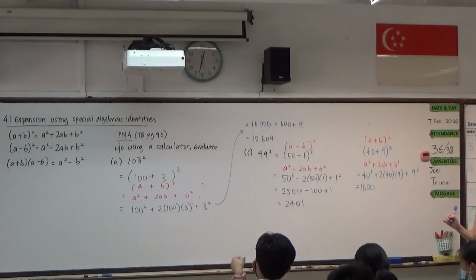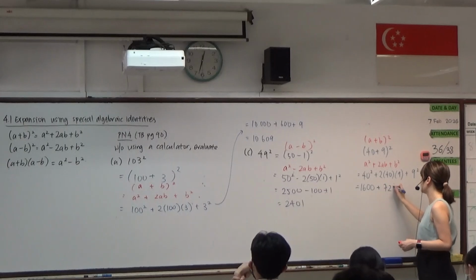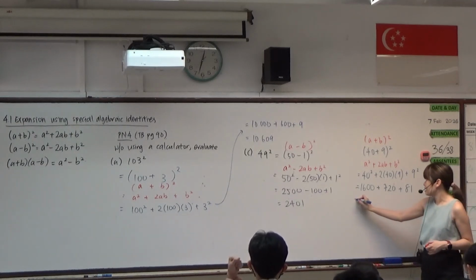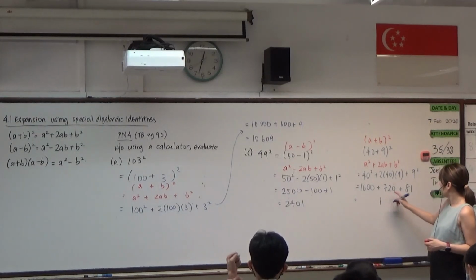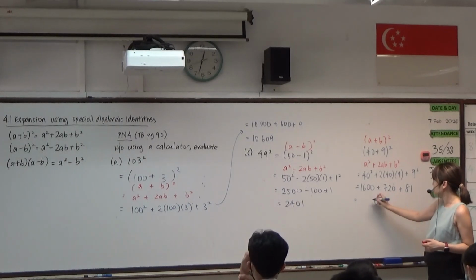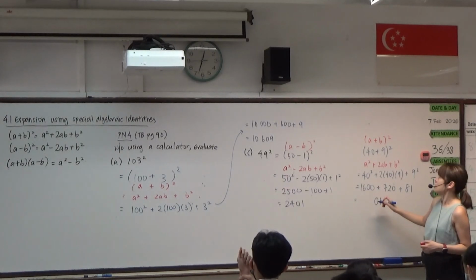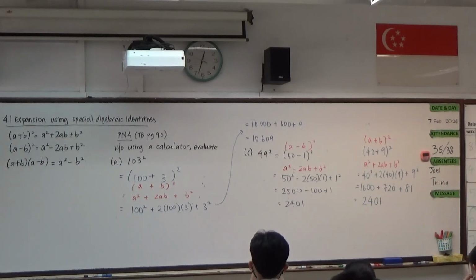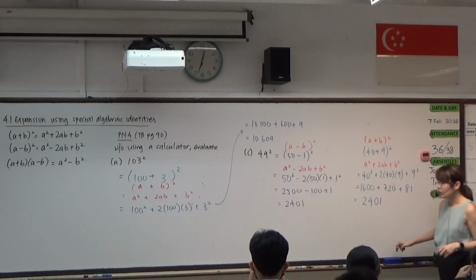80 times 9 is 720. 9 square, you must be familiar with all your squares, that's 81. Then we add up: 1600 plus 720 plus 81 gives 2401. Really, this one depends on how good your mental calculation is, but not wrong at all, if you want to choose these numbers. Questions?